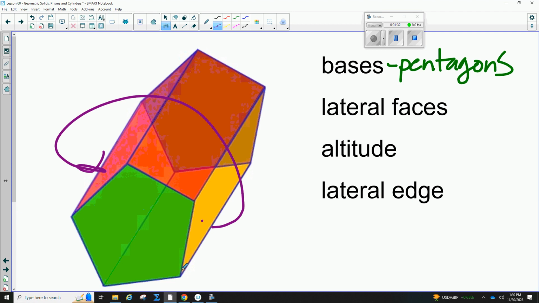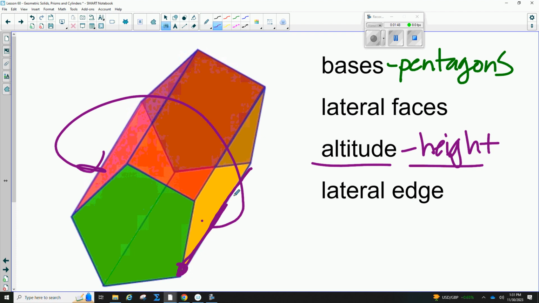The altitude, and I would write down in your notes that altitude means height, okay? Altitude is the same thing as height. So when you read altitude, just think height. All right, so let's say that they tell us that this distance from here to here, so it's in between those two bases, is 10, then the altitude or height is 10. All right, and then these are lateral edges right here, okay? All those guys going around, lateral edges.